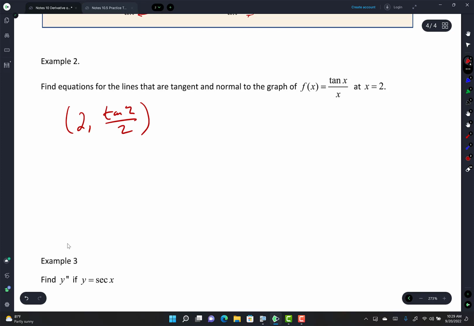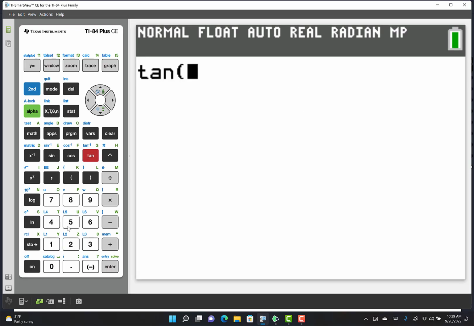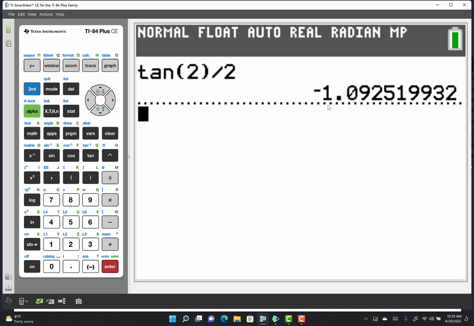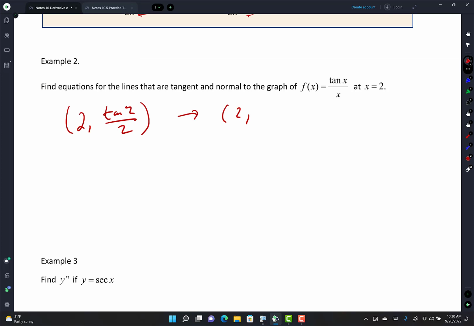Let me go ahead and write it in decimal form what that is. 2 comma, and then I'm going to take my calculator, and I'm going to go tan 2 divided by 2. You can use the fraction feature if you want. Negative 1.0925. At least 3 digits after the decimal. More is better. All right, here we go. I have my coordinate. Now I need my slope.